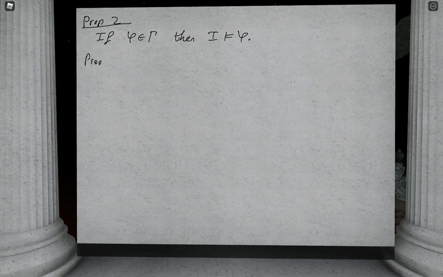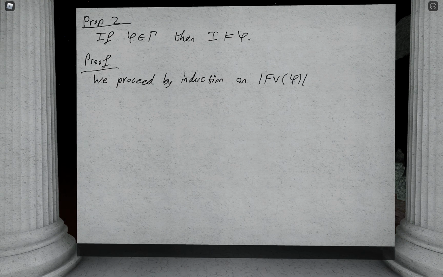Proposition 2 is that if phi is in gamma, then I makes phi true. So this doesn't have the provision of being closed. And here's the proof. We proceed by induction on the size of the set of free variables of phi.